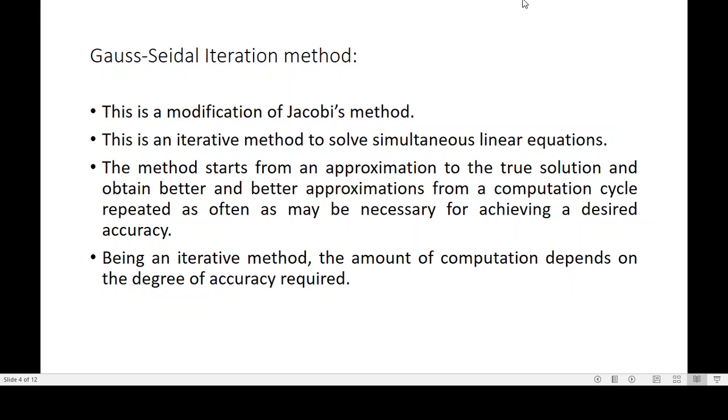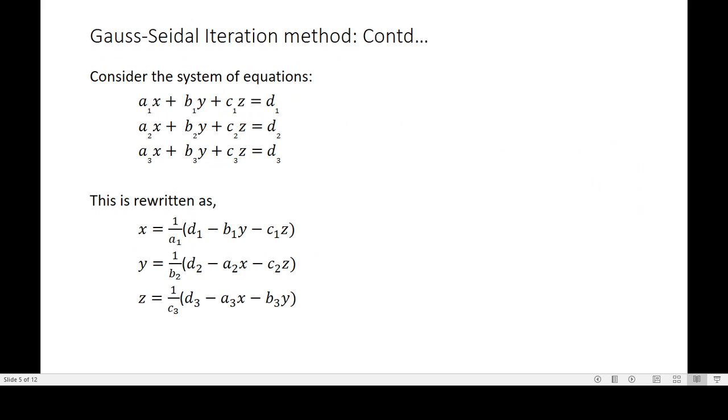This method starts from an approximation to the true solution and obtains better and better approximations from a computation cycle, repeated as often as may be necessary for achieving the desired accuracy. Being an iterative method, the amount of computation depends on the degree of accuracy required. Since this is a modification of Gauss-Jacobi's method, the convergence in Gauss Seidal method is faster compared to Gauss-Jacobi's method. So, let us understand Gauss Seidal iteration method.